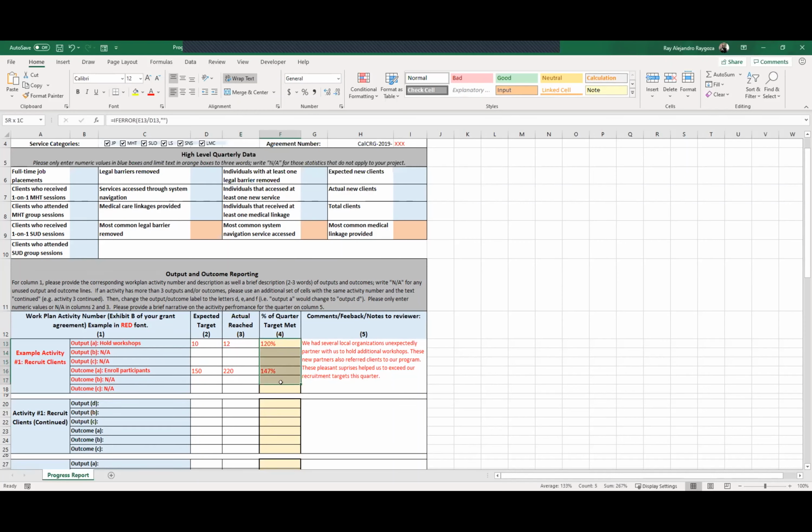Now in the previous version, we had you enter the information here, the percentage, but we're calculating this automatically. So you don't have to do anything to this column right here. It's just calculated automatically.